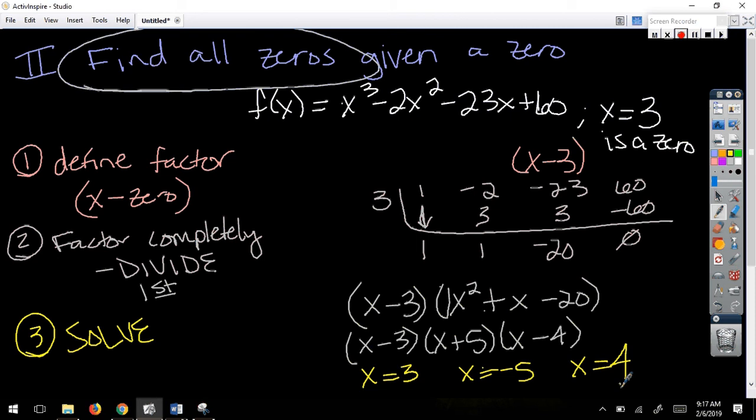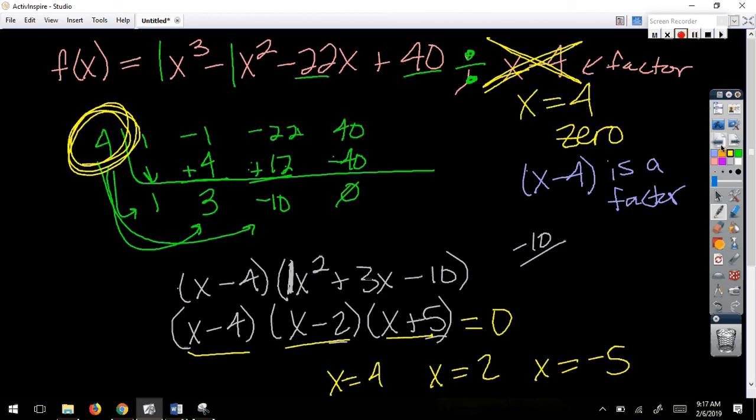All right, understand there's 2 main scenarios we talked about today. There's factor completely given a factor. When you factor completely given a factor, and I'm going to come back to this, and I know some of y'all are still copying. Please don't be so slow about this.